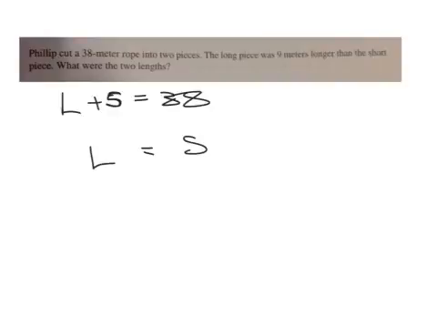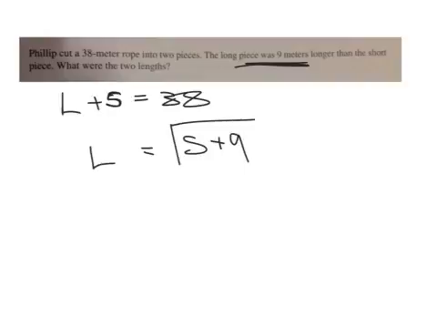Okay, old Philip cut a 38-meter rope into two pieces. The long piece was 9 meters longer than the short piece. What were the two lengths? So he cuts two pieces. He's got a long piece and a short piece, and if he adds the long piece and the short piece together, he gets 38. Well, let's compare the long and the short. Are they equal to each other? No, the long piece is longer by 9 meters. So in order to make it equal to the short one, we have to add 9 meters to the short one. Now they're the same length.